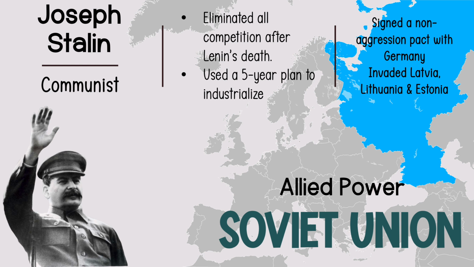Stalin's leadership was marked by a strong control over the country through policies and a 5-year plan that led to industrialization and collectivization. During World War II, the Soviet Union signed a non-aggression pact with Germany and invaded Latvia, Lithuania, and Estonia. Ultimately, though, the Soviet Union played a crucial role in the defeat of Nazi Germany on the Eastern Front, along with the other Allied powers.